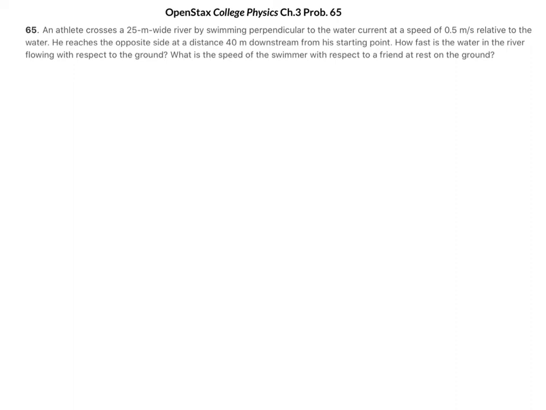Let's look at OpenStax College Physics, Chapter 3, Problem 65. An athlete crosses a 25-meter wide river by swimming perpendicular to the water current at a speed of 0.5 meters per second relative to the water. He reaches the opposite side at a distance 40 meters downstream from his starting point.